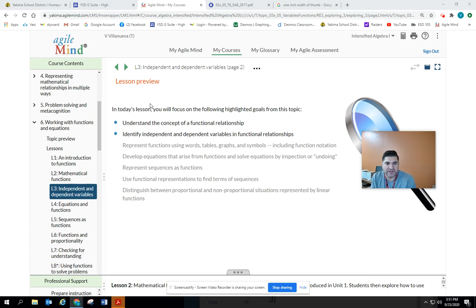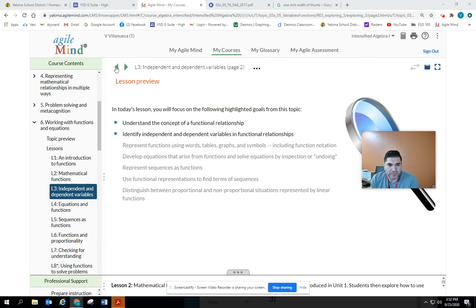And up here I'm going to read our lesson preview. In today's lesson, you will focus on the following highlighted goals from this topic. Understand the concept of a functional relationship and identify independent and dependent variables in the functional relationships.